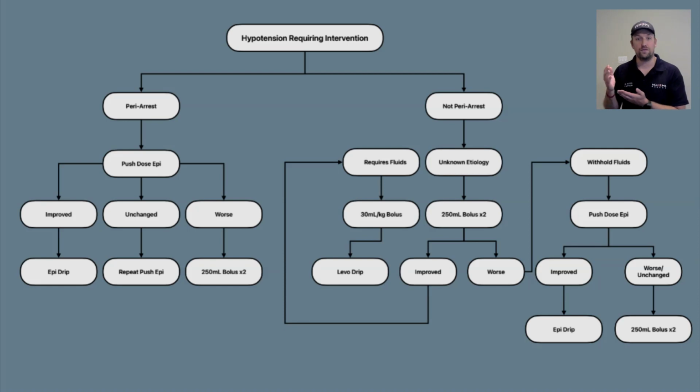For the withhold fluid side, this is the cardiogenic shock patient or the CHF exacerbation patient. They will get worse if you give them a lot of fluid. So first thing we're going to do is some push dose epi, maybe a little smaller dose, 5 or 10 mics. And if they improve, again, epinephrine drip. If it's unchanged or they are worse, let's go ahead and try the 250 ml bolus, again, under a pressure bag to see if they improve. Please learn this decision tree. This will help guide you on these calls.